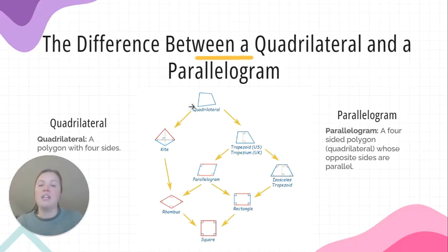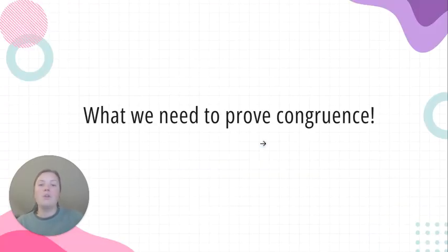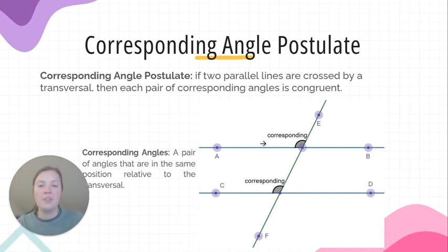So the quadrilateral is the big picture, and the parallelogram is that subcategory. We are told that parallelograms have parallel sides, but are they congruent? Are the angles congruent? What can we show with the information that we have been given so far?